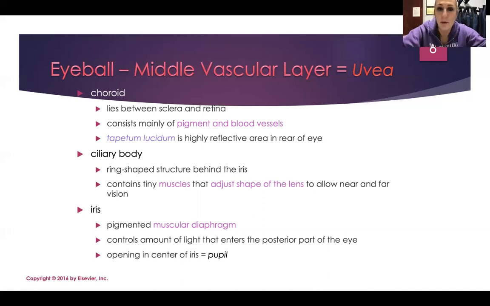So recap, the middle vascular layer, also called the uvea. The choroid is going to supply the blood supply to the retina. It's very vascular as well as pigmented to make it dark to absorb light. The tapetum lucidum is a highly reflective surface or area, but it's still part of the choroid or that vascular layer. Humans and pigs do not have a tapetum lucidum.